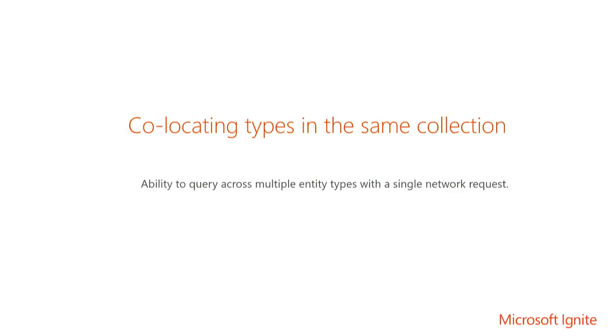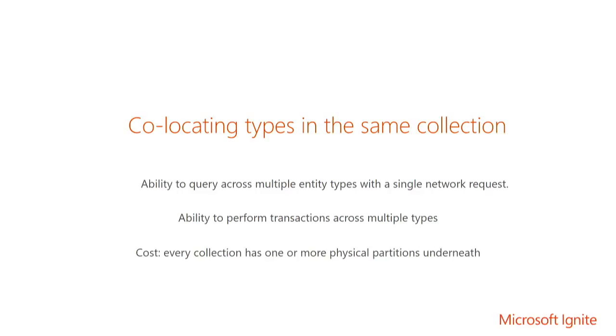In addition to being able to query across multiple entity types within a single network request, the other benefits you reap by co-locating entities in the same collection include performing multi-record transactions across these multiple types. So the boundary for a transaction is actually going to be a partition key, which you can think of a collection as having multiple partitions. I'll give you an idea of partitioning here in just a second. And of course, cost. Every collection has one or more physical partitions underneath, so you don't want a bunch of these with very, very low utilization. Otherwise, the service cost goes up on you.